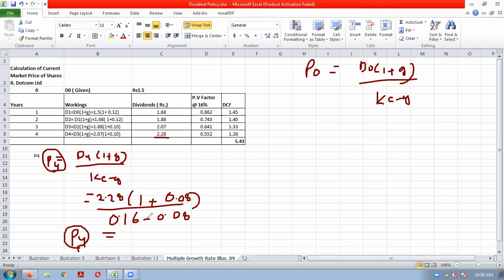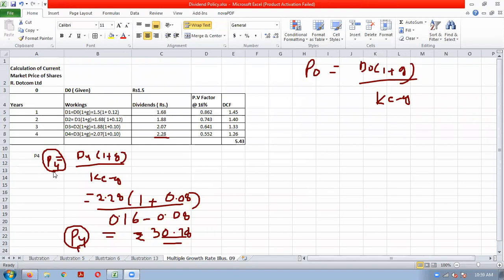So anybody solve this? What is the price of the share? P4 is 2.28 times (1 plus 0.08) divided by 0.08. So the price of the share is 30.78 at the fourth year. In the fourth year, price is 30.78. Yes or no? Understood? 30.78, correct. So P4 we have found out.